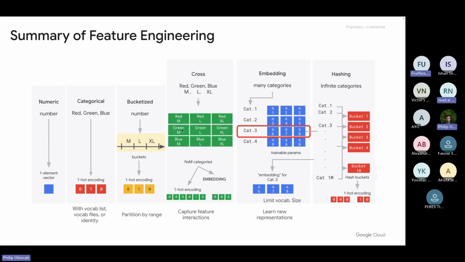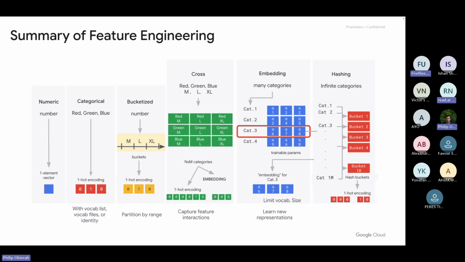Now, this is a clear example of buckets, right? So here there's a range for medium size, a size range for large, and a size range for extra large. In these buckets, you can also do one hot encoding. So after doing the buckets, we still have a one hot encoding of this. Here we're representing large, right?